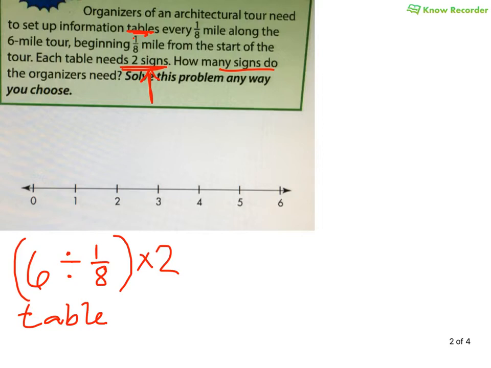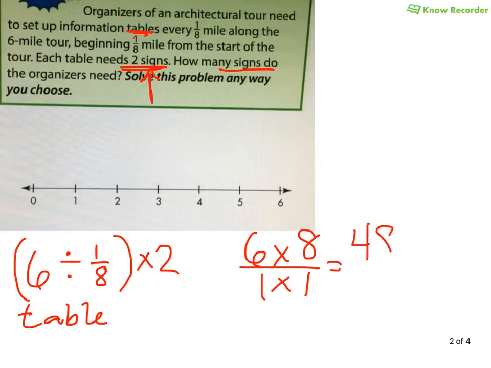So when I reset up my problem, it's going to be 6. Inverse operation of division is multiplication. And the reciprocal of 1/8 is 8/1. Because remember, at first the 1/8 is saying that you have one table every 8 spots, and that means that you're going to have 8 tables in 1 mile. Lots of mistakes today, guys. Sorry. 6 times 8 is 48.